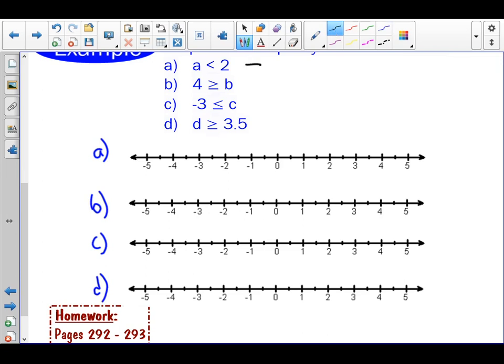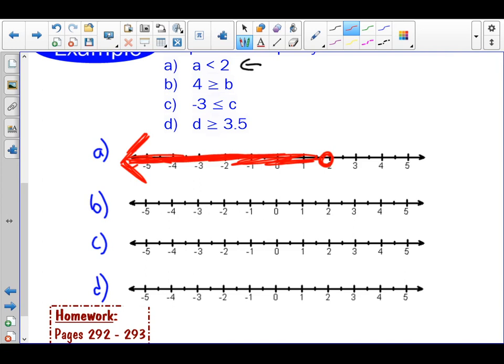So let's start off with A. A is less than 2. So I'm going to put a hollow dot at 2. It's hollow because it doesn't equal 2. And if it's less than, do we go left of that point or right of that point? We go left of the point. So we're going to draw an arrow to the left of that point. And any number that's to the left of 2 or less than 2 satisfies the inequality.